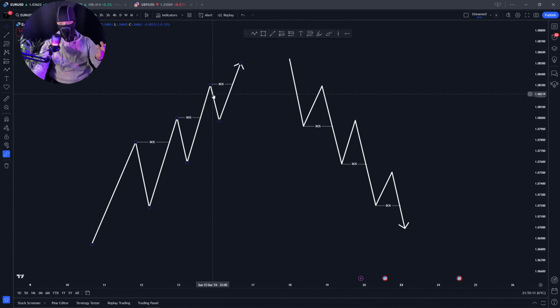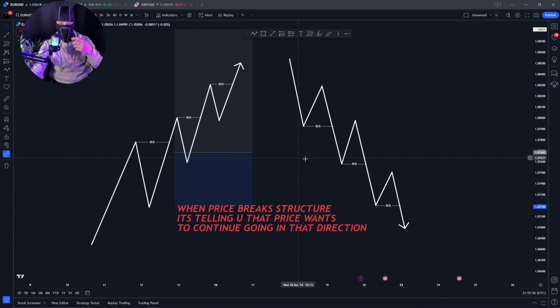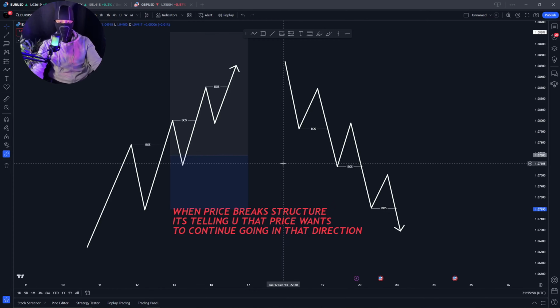Now, cool, you guys can mark out a breaker structure, but what does it actually tell you about price? Make a note of this. When price breaks structure, it's telling you that price wants to continue going in that direction. So in this example where we are bullish, when price breaks above this high, this is now telling me that I want to ideally be in a buy. I want to be taking a long. I don't want to be going against the trend. Remember, there's a saying in trading that the trend is your friend.